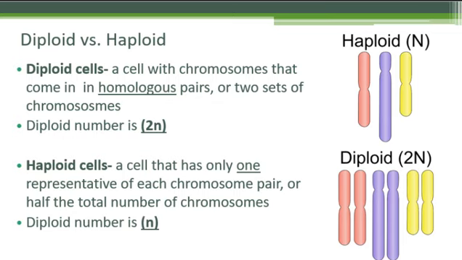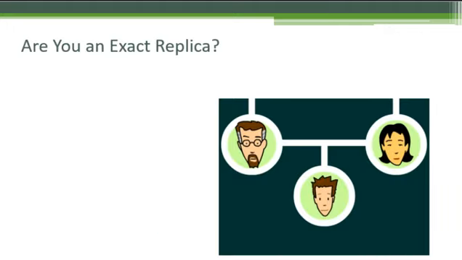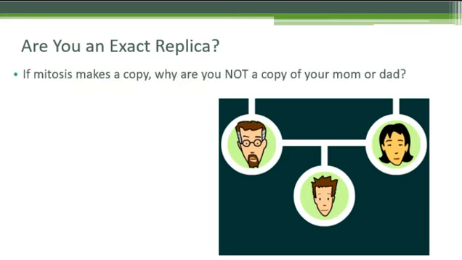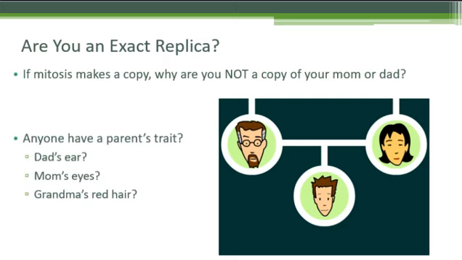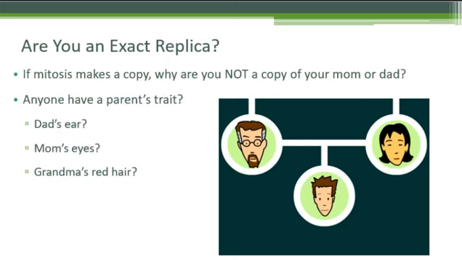The rest of the cells in your body are diploid. Every single one of them has all the information. Are you an exact replica of your mom? No. Or your dad? No. You've got a nice little mixture going on there. If mitosis makes a copy, why are you not a copy of your mom or dad? Because both are involved. Do you have your parents' traits, for instance dad's ears, mom's eyes, grandma's red hair? Those are traits that are handed down through the haploid mixture.